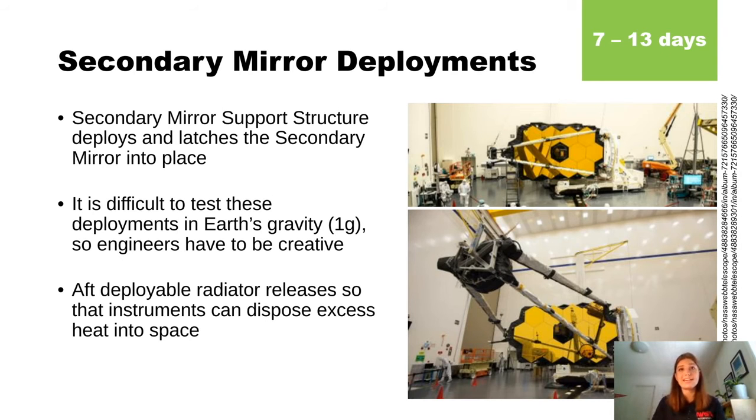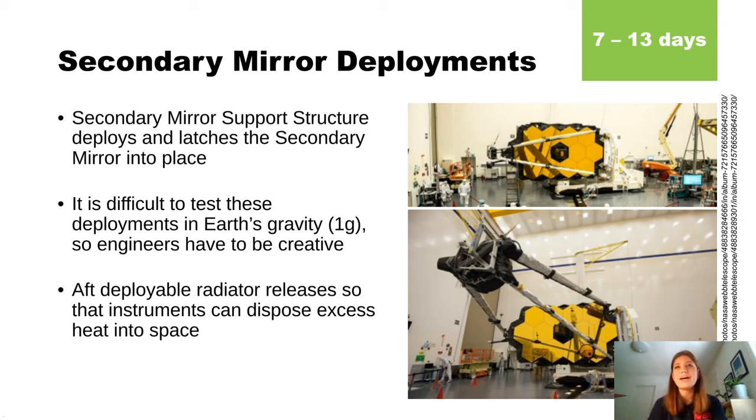Moving forward, we have the secondary mirror deployments. The secondary mirror support structure is folded up at first, and then it folds down forward, carrying the secondary support, the secondary mirror. What's really interesting about this deployment is it's really hard to test something like this in Earth's gravity. This deployment was designed to take place in zero gravity and space. And so we have to be really creative when we're replicating these environments on Earth, because we like to test like we fly, just to provide confidence that it's going to work in the conditions we fly in.